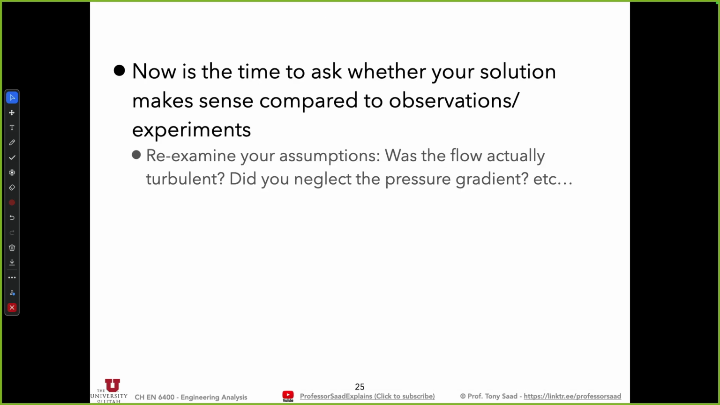All right, now it's time to ask whether the solution makes sense. You can re-examine your solution. You can plot it. You can compare to some experimental data, so that becomes more of a project type question. But at least do your sanity checks. You check if your boundary conditions are satisfied, and so on. Okay? Do you have any questions before I move on?